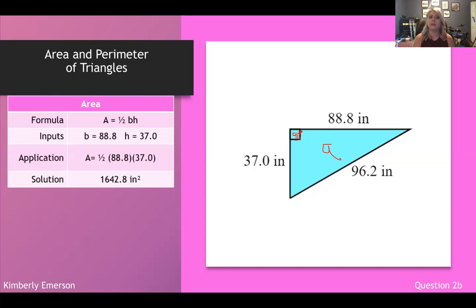So our inputs would be B would equal 88.8 inches. And notice that we're doing inches this time, not meters. So we know why that's our base. So let's talk about height.